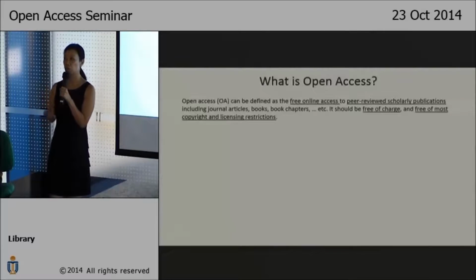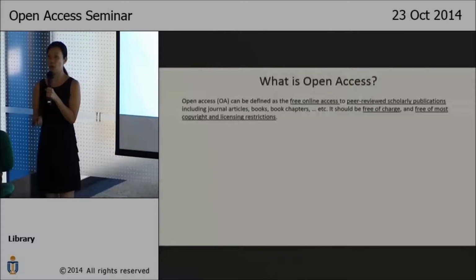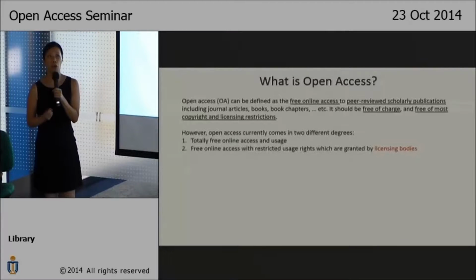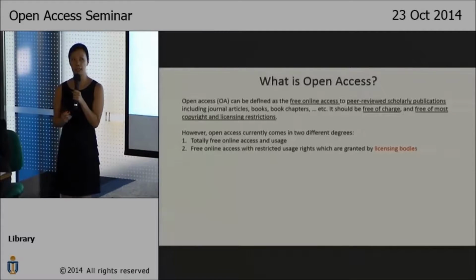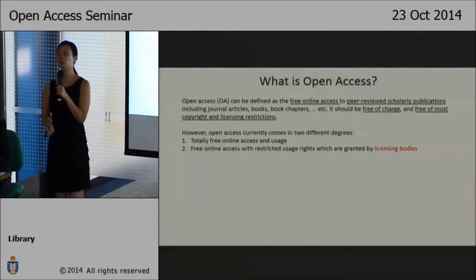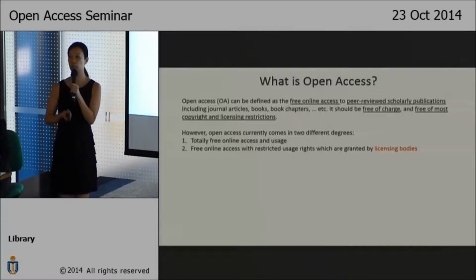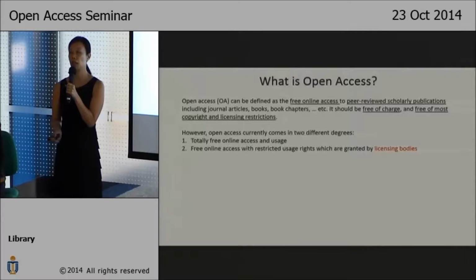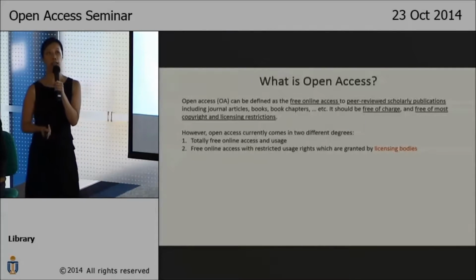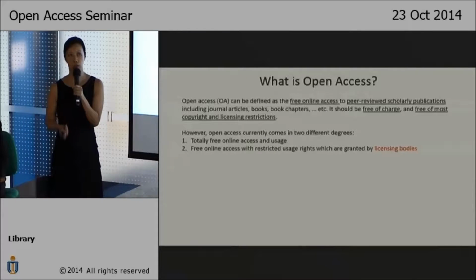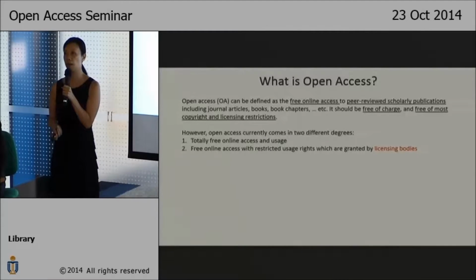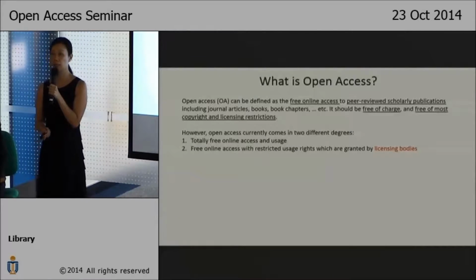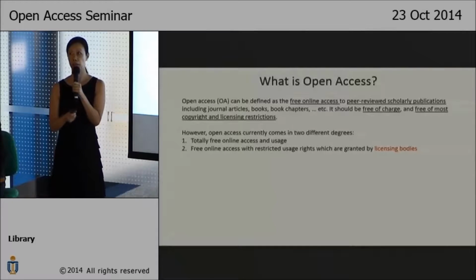So the world is so beautiful, okay? However, life is always not that perfect. Now, open access comes in two different degrees. The first one is the perfect one, totally free online access and usage. And the second one is free online access with some restricted usage rights that are granted by the licensing bodies. So there are two types.